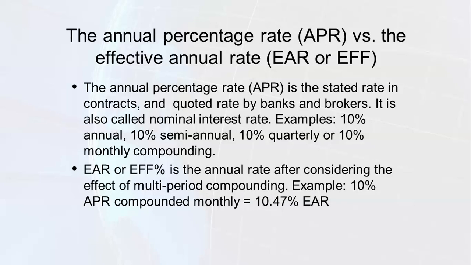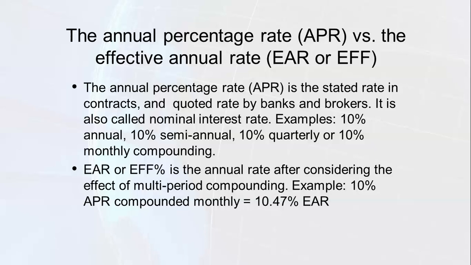So let's start with annual percentage rate. So what is the annual percentage rate? Basically, the annual percentage rate is the stated rate in contracts, or it is a quoted rate by banks and brokers. It is also called the nominal interest rate. Okay, so in time value of money, a lot of times you'll see a discount rate, interest rate, bank pays 10%, things like that. Okay, so all the rates are given in APR.